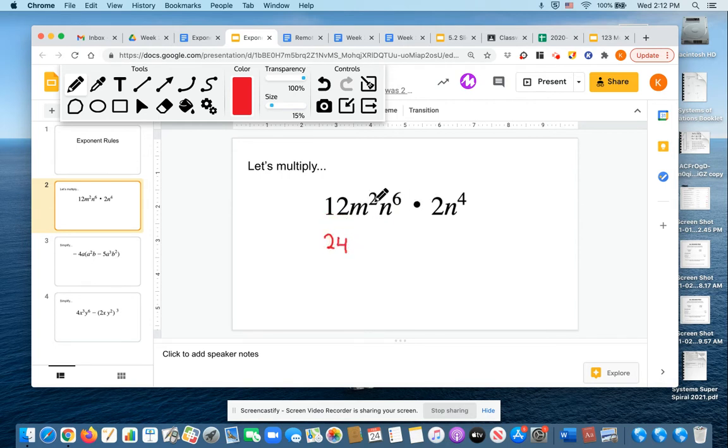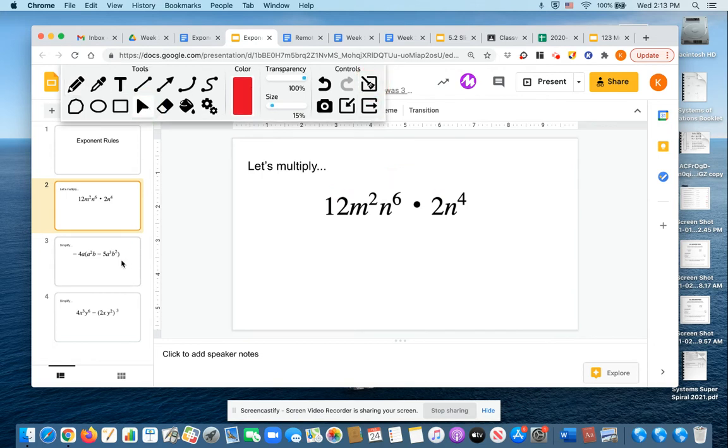When I multiply an m squared, I'm looking for any other bases of m, and I don't have any. So I'm just going to rewrite m squared as m squared. And now I do see bases of n here. So an n to the 6th times an n to the 4th would give me an n to the 10th. So just a little bit different with coefficients. Make sure you multiply those together, 12 times 2 to get our 24, and then just follow the rules of exponents that we have been using in all of the other problems the last couple days. Let's try a second one.